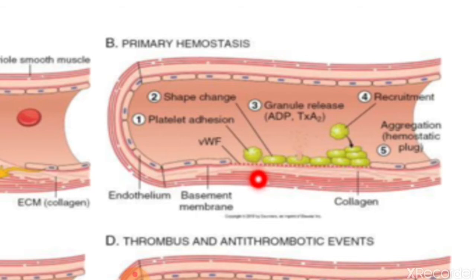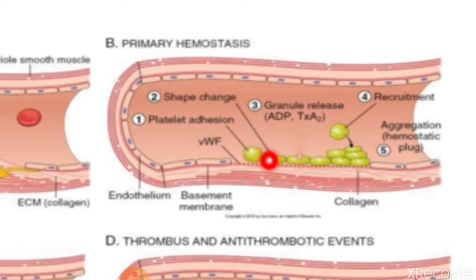So when the platelet binds here, it will cause a change in the shape of the platelet, and then there will be activation of the platelet. So first we have platelet adhesion. The platelets are called to the site of the injury, and the second step is the change in the shape of the platelet. Then the platelets are activated.